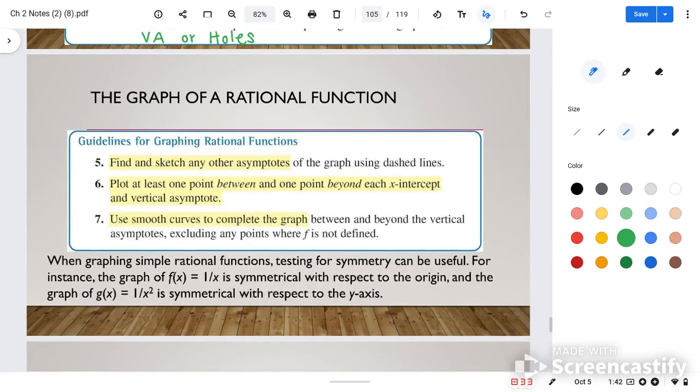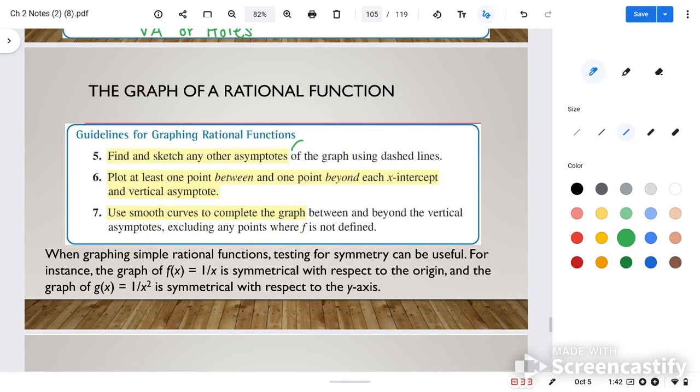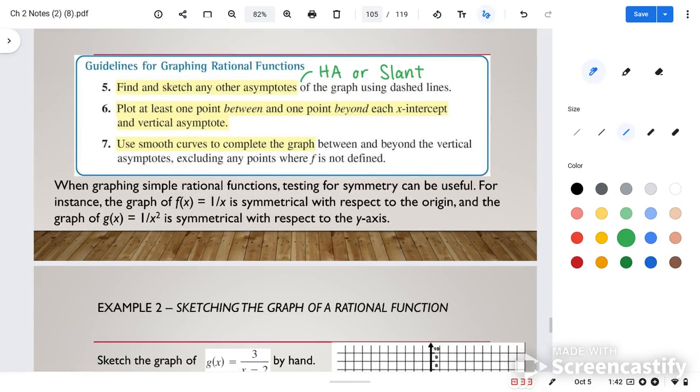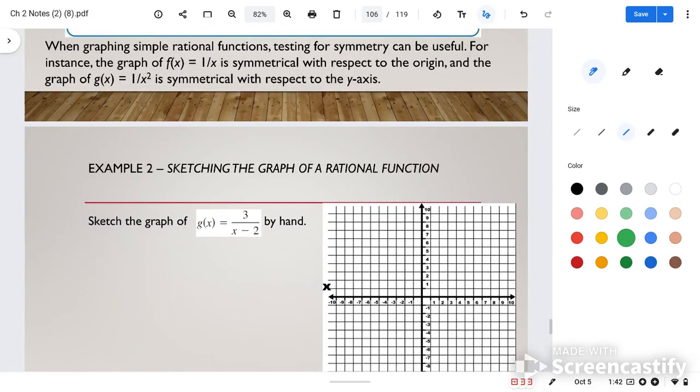We're going to sketch any other asymptotes. So your other asymptotes would either be a horizontal asymptote or a slant asymptote. And then you're probably going to end up needing to use your calculator. Once you have all of that stuff on your graph, you're still going to use your calculator to graph it so you can kind of see what it looks like and then to fit it all onto the axis.